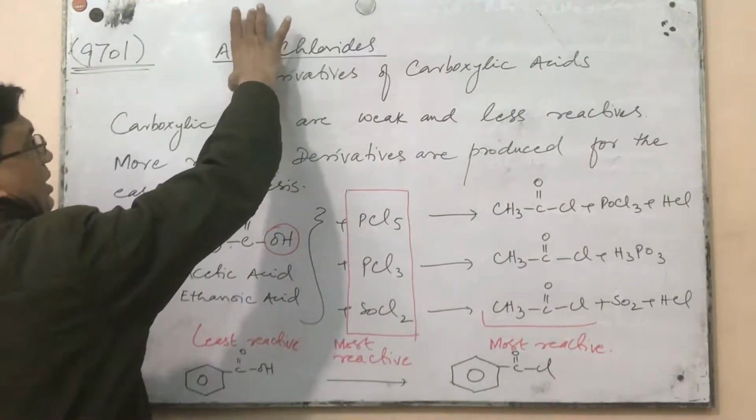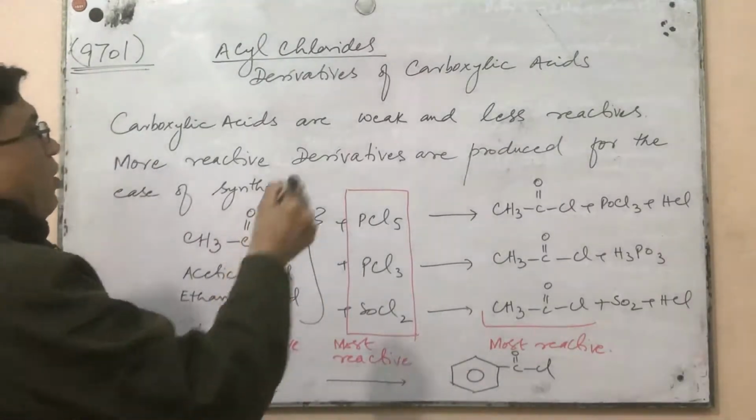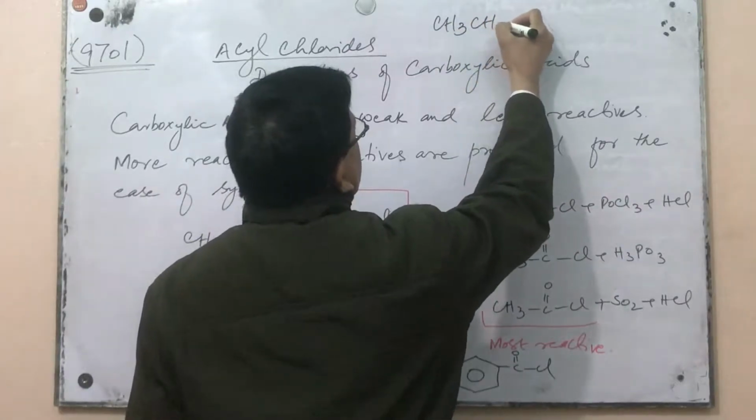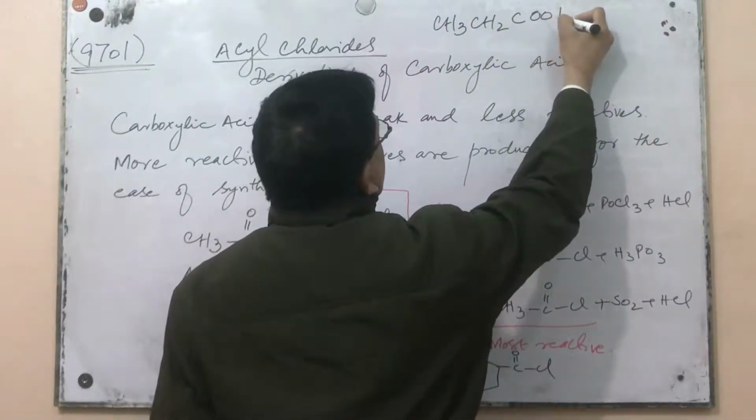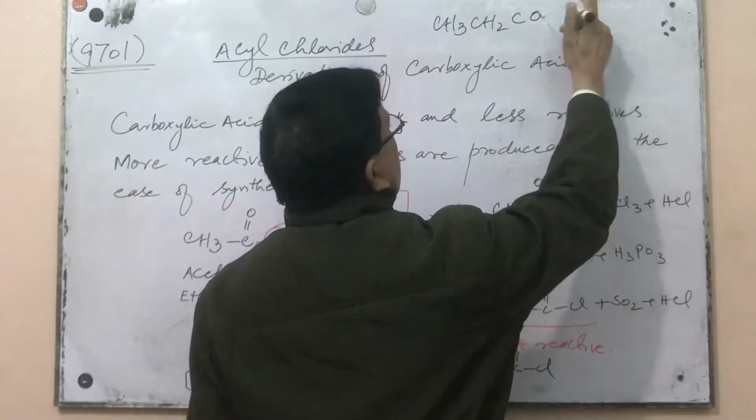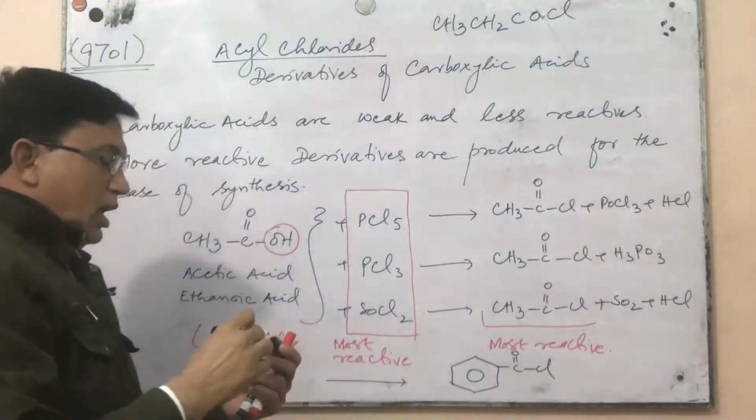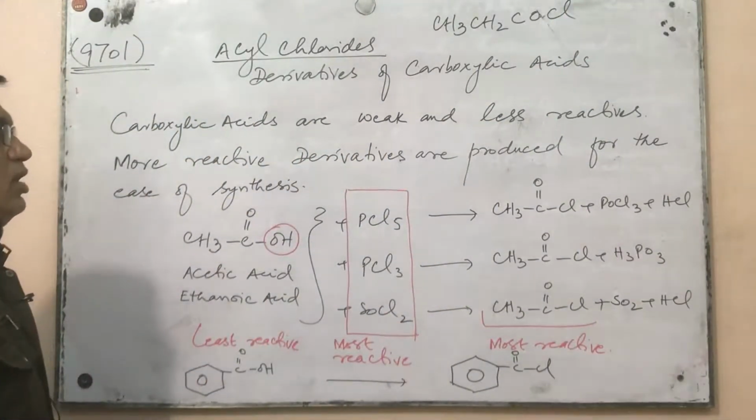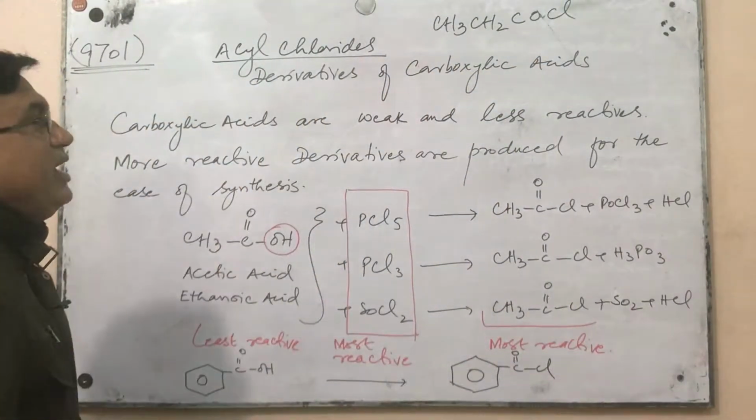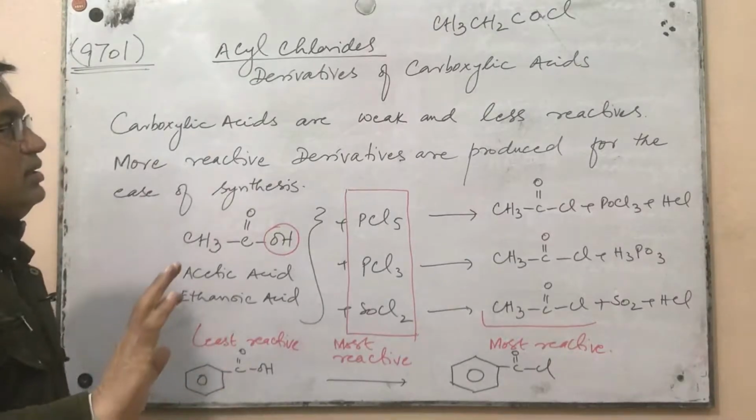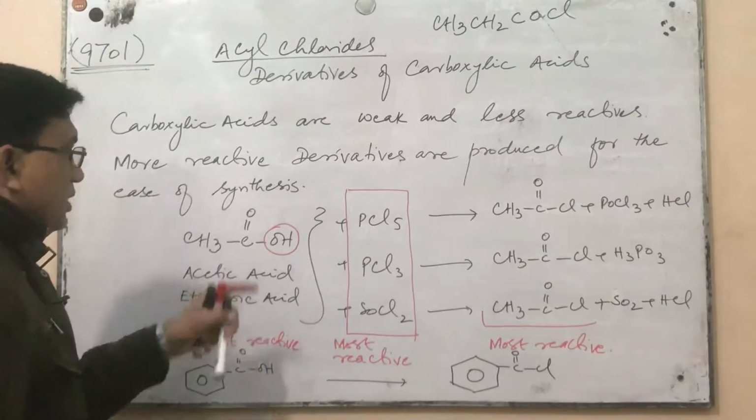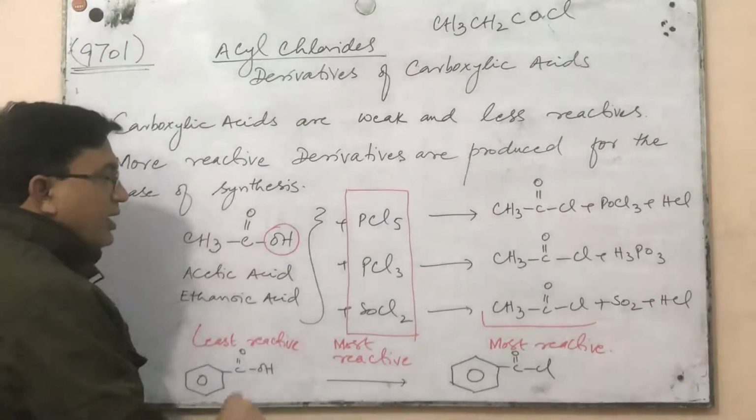But the acyl chloride might be of propanoic acid, for example, CH3CH2COOH. Now, if this OH is replaced by the chlorine atom, this will also be called an acyl chloride. No doubt, the carboxylic acid is propanoic acid, and this is the derivative of propanoic acid, but this will be called an acyl chloride.